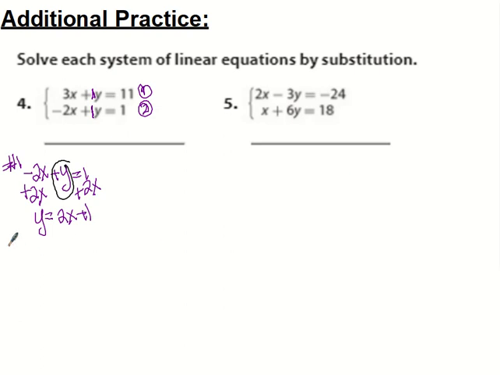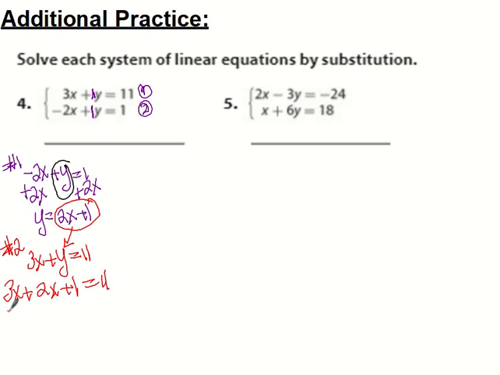Now step 2, we're going to go to the other equation, so 3x plus y equals 11. Again, we're going to take this and put it right here, because that's what y is. So 3x plus, substitute, 2x plus 1 equals 11. 5x plus 1 equals 11, minus 1. 5x equals 10. Divide by 5, and we get x equals 2.